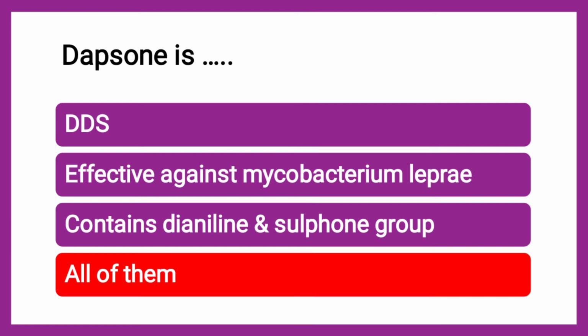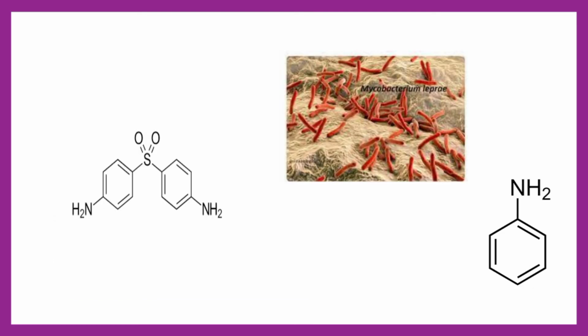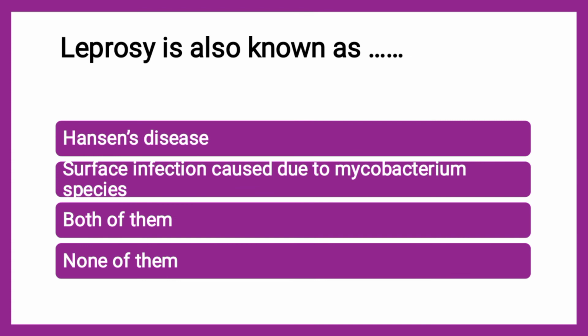It contains dianiline and sulfone group also, and it is DDS, that is diamino diphenyl sulfone. Diamino diphenyl sulfone. Next question is, leprosy is also known as dash.